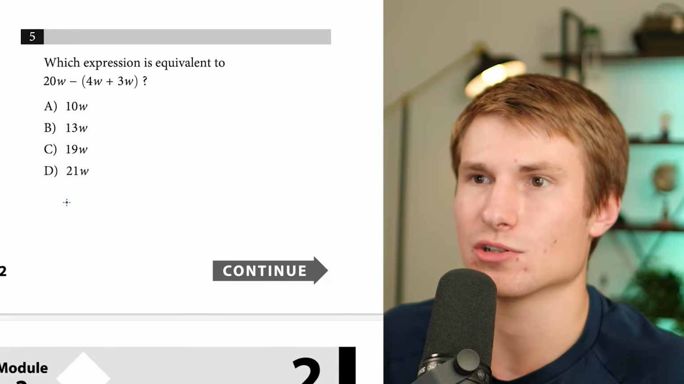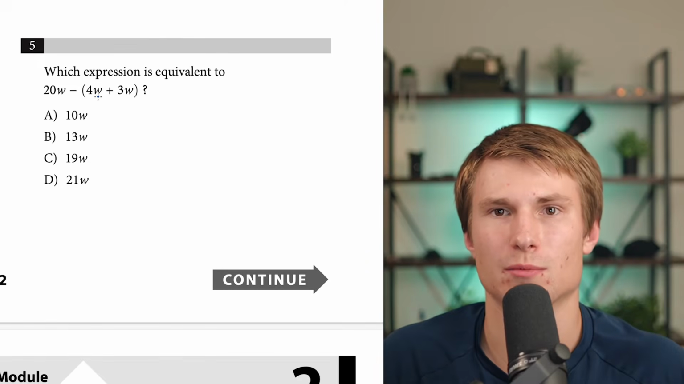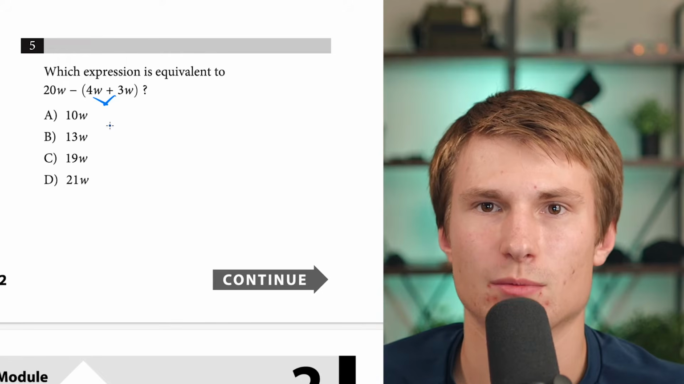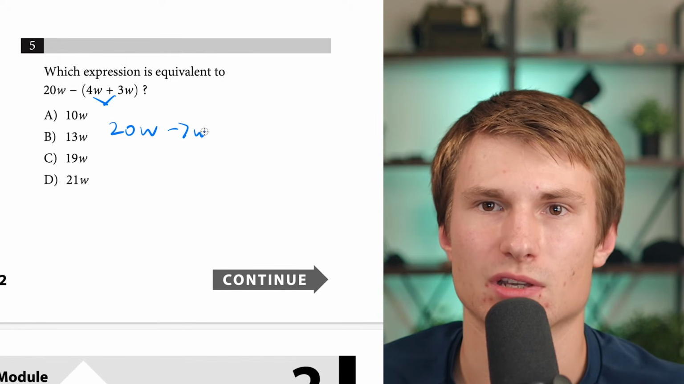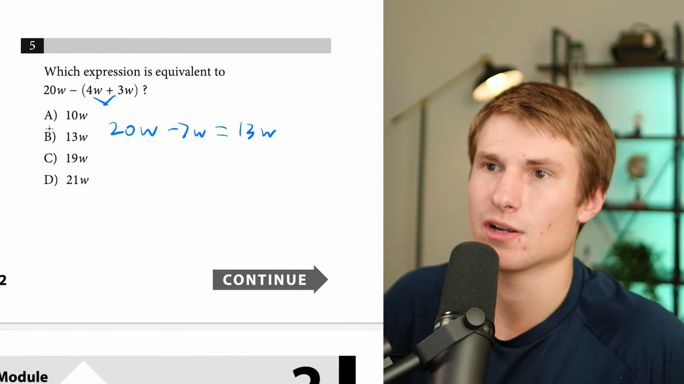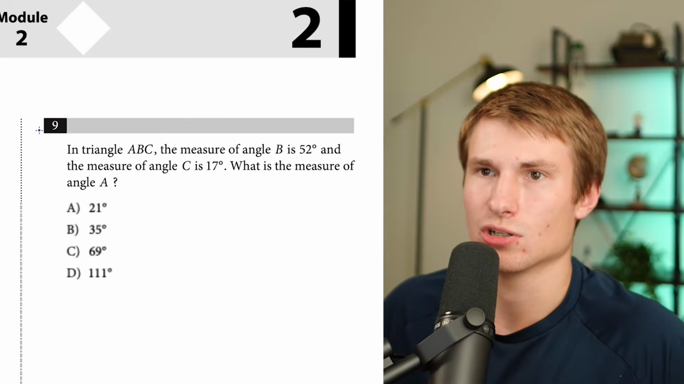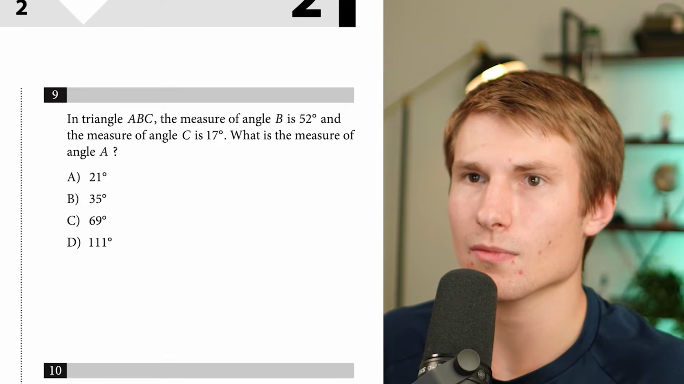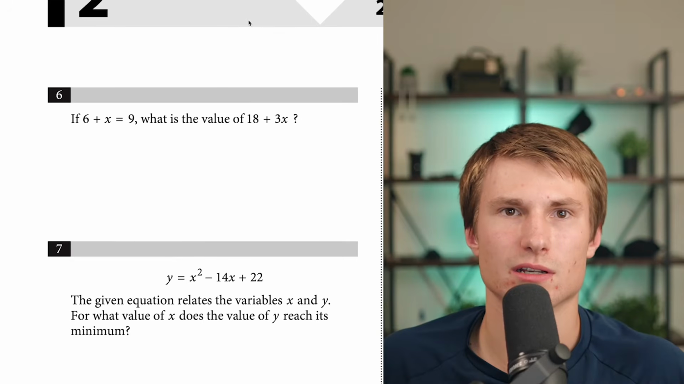Which expression is equivalent to 20w minus 4w plus 3w? 4w plus 3w is 7w. 20w minus 7w is going to leave us with 13w. So our answer there would be answer choice B. Moving on to question number 6. Question number 6. There we go.